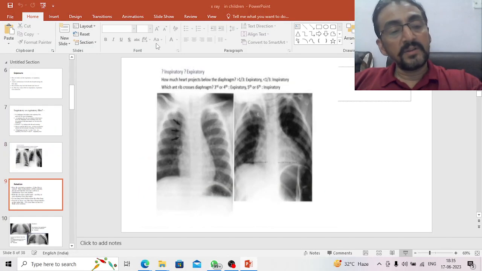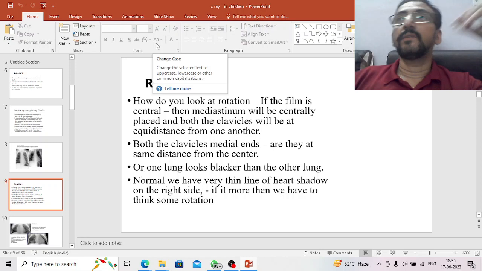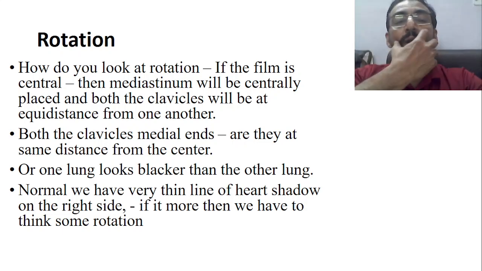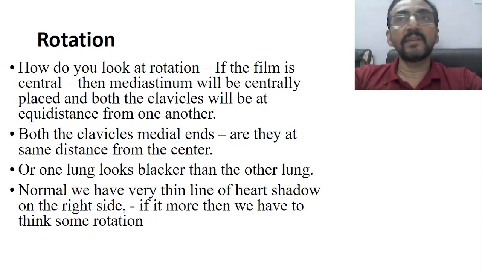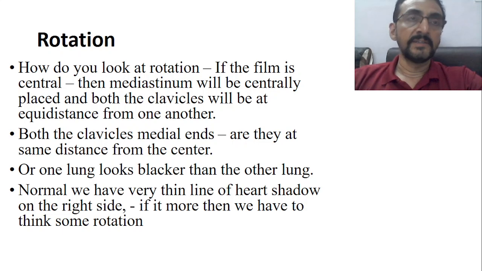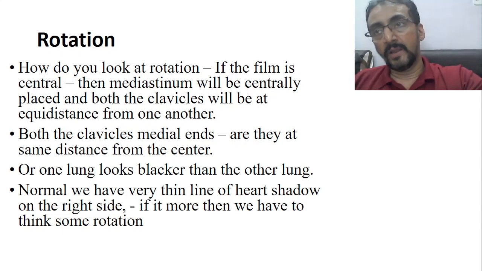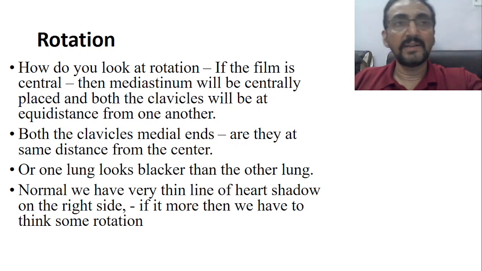Now another important thing that you have to see in X-ray reading is rotation. What do we mean by rotation? How do you look at rotation? We always prefer to take a film which is centrally placed. Sometimes the film is taken inclining more to the left side, sometimes to the right side. Then that is called rotation.